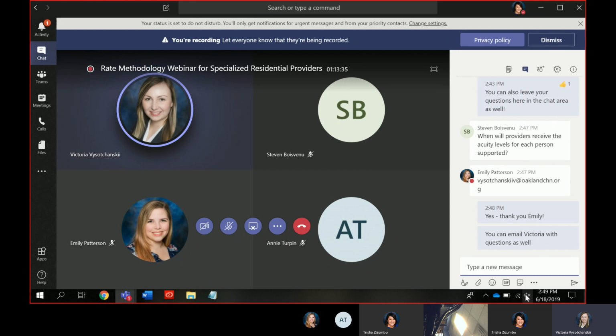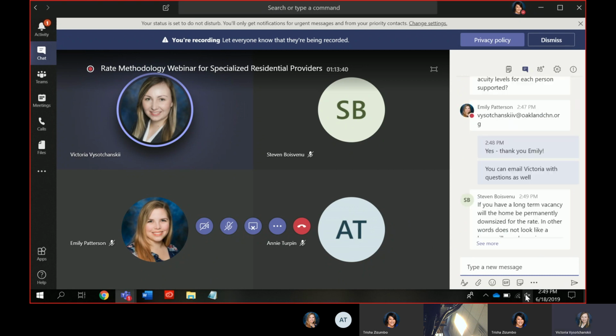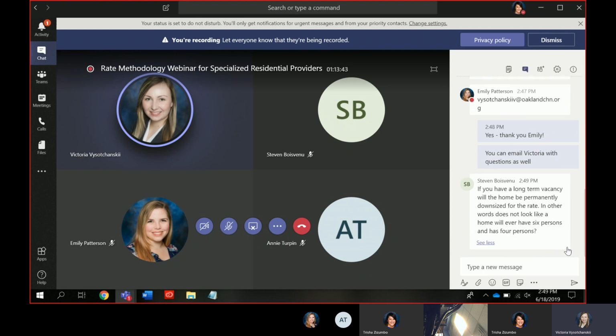Does anybody have any other questions? One more. If you have a long-term vacancy, will the home be permanently downsized for the rate? In other words, it does not look like a home will ever have 6 persons and have 4 persons. So I'm actually going to go ahead and answer that question. The home is funded based on the number of licenses you have. So if your home is licensed for 5 individuals, then that's what the funding would be based on. So if you were to consider a long-term vacancy, you might consider having the number of licenses in the home adjusted.